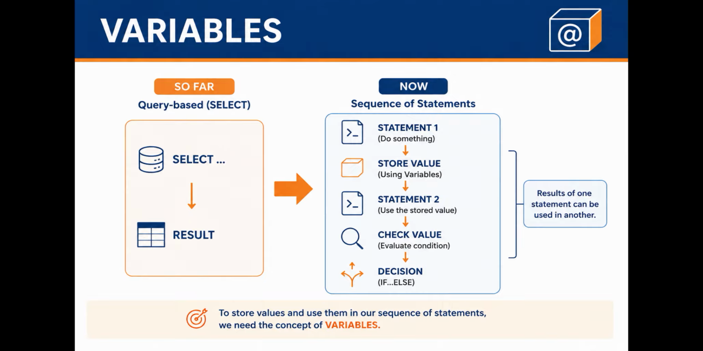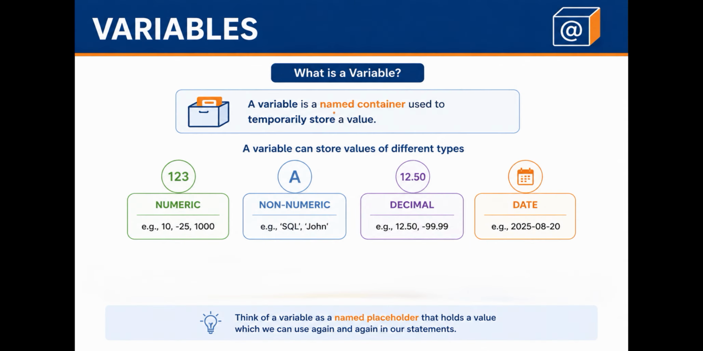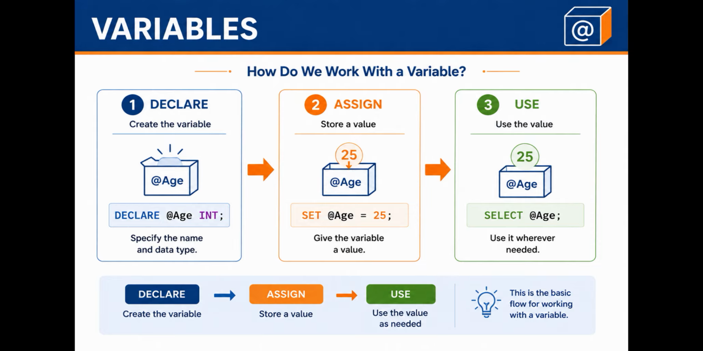And so, to do this, let's first introduce this concept called variables. Using a simple analogy here, you can think of a variable as a named container which can temporarily store a value, and that value can be a numeric value or a non-numeric string value, decimal value, or dates as well. Instead of repeatedly writing the same value itself, we create a named container for this value and use the name later.